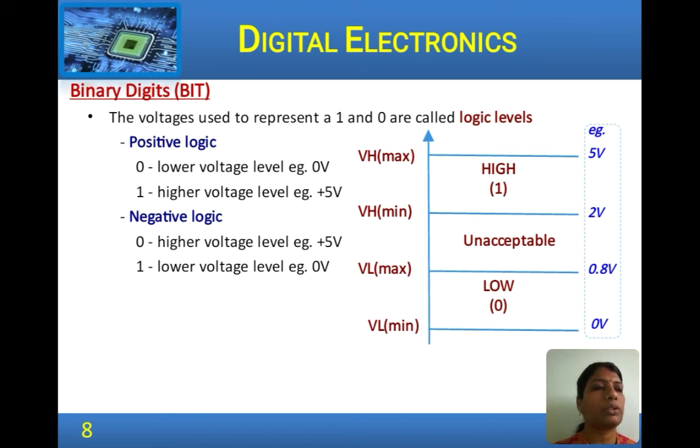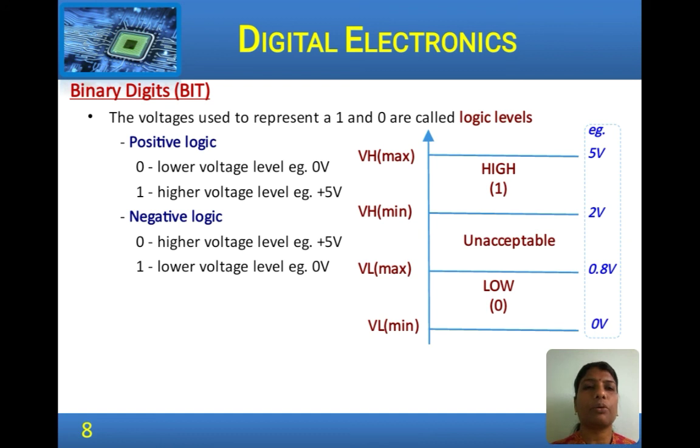The example that is shown is for a TTL transistor. When the voltage is between 0 volts and 0.8 volt, it is logic 0, and a voltage between 2 volts to 5 volts is logic 1, and any value between 0.8 volt to 2 volt is invalid. So, for example, a 0.5 volt input to a transistor would be considered as logic 0, and a 3 or 3.5 volt to the transistor would be considered as high voltage level.